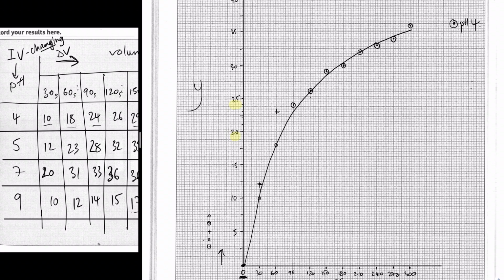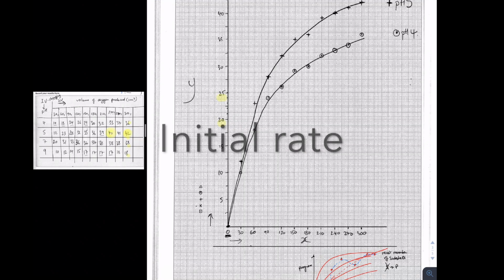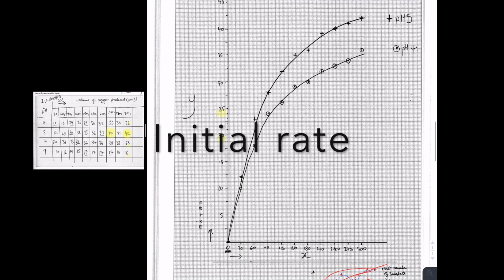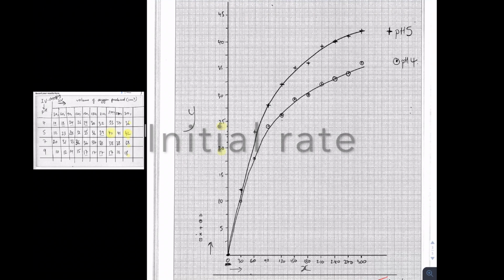And the next important thing, building on from this, is you want to compare the initial rate for different pHs. Okay, so here what I have is two sets of data plotted, and the next thing that we do is we compare numerically, when we can see that perhaps the enzyme is working at a higher rate when the pH is 5 compared to pH 4.